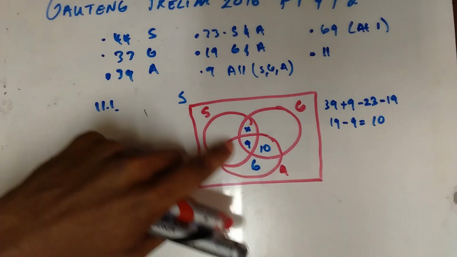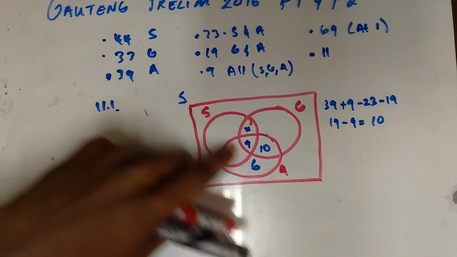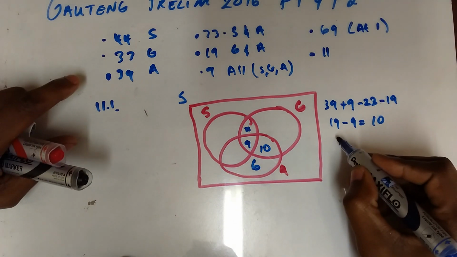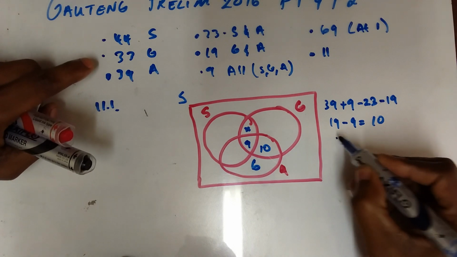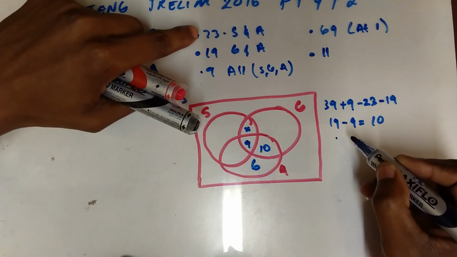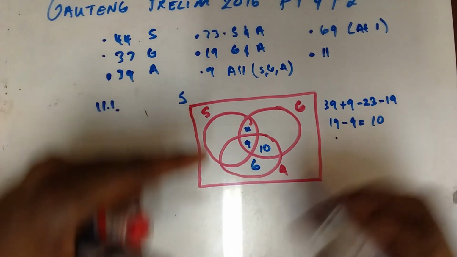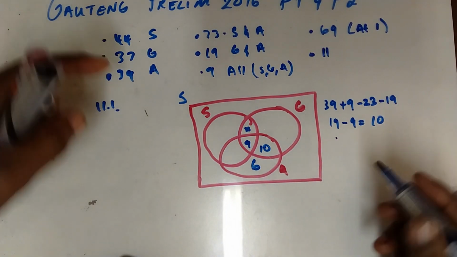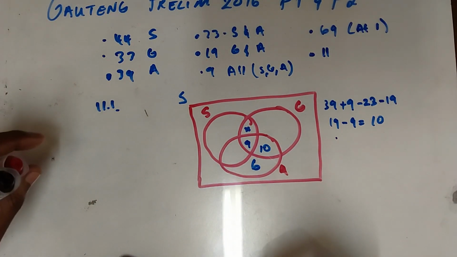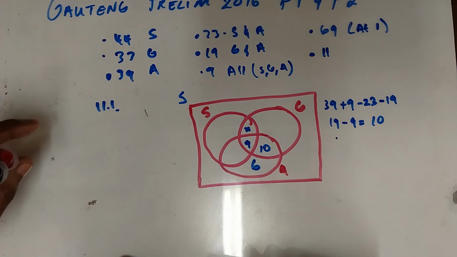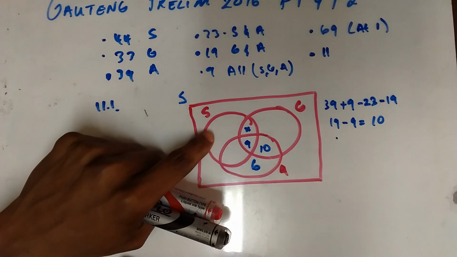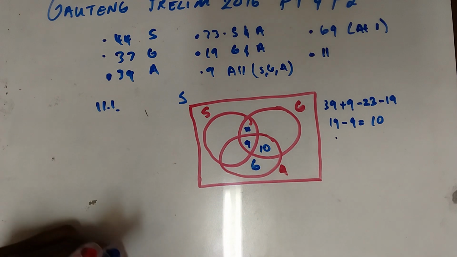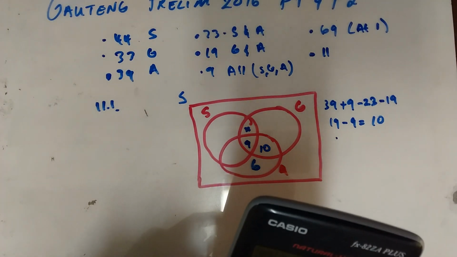Then let us find the ones which did swimming and athletics. It's 33, not 23. Okay, now it makes sense. We want to find the ones that did this and that. Let me see how I can find that one.